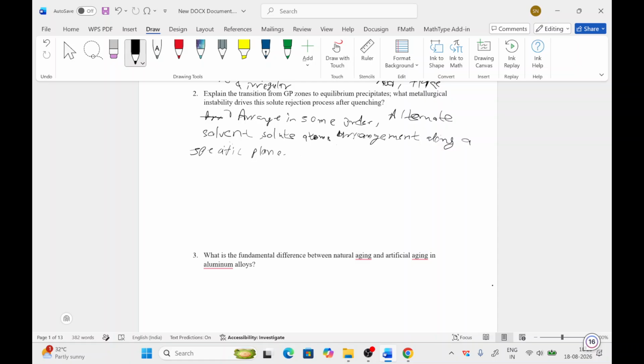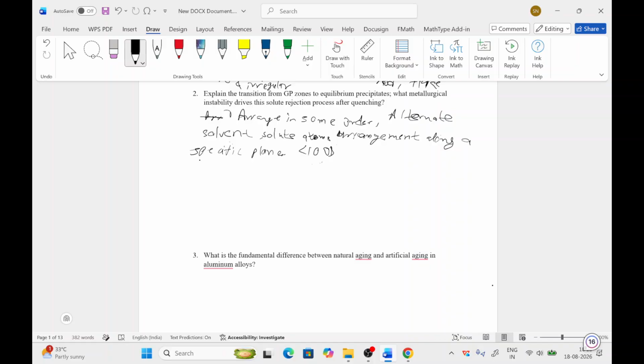So the most favorable arrangement is along the 110 direction, and also along the 100 direction. The solute atoms arrange in some order and form a small cluster of solute and solvent atoms. Then by growth of this cluster, a GP zone is formed.